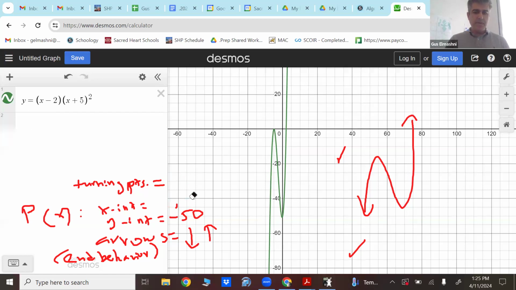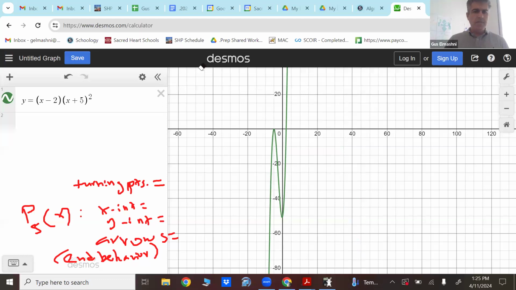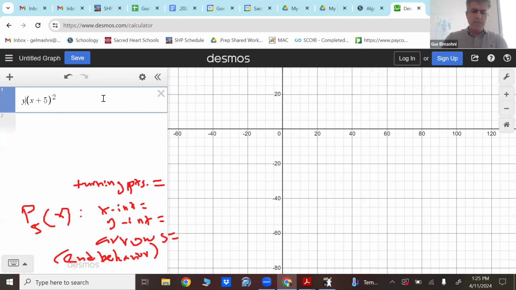So let me erase this stuff here. So you want to make notes somewhere on your notes. P5(x). Let me erase this as well. All right. So we got ourselves -0.1 x and x plus 4 raised to the third power. Okay.